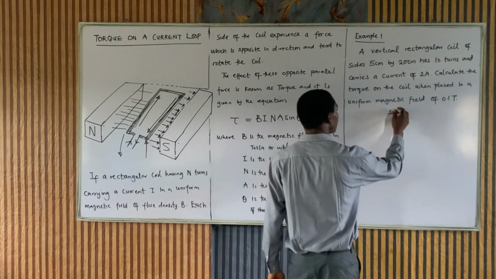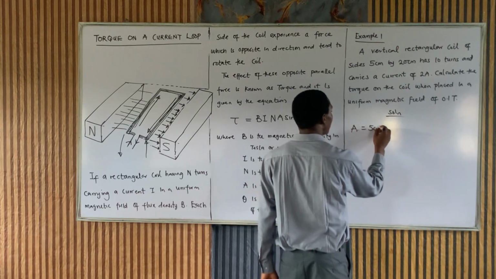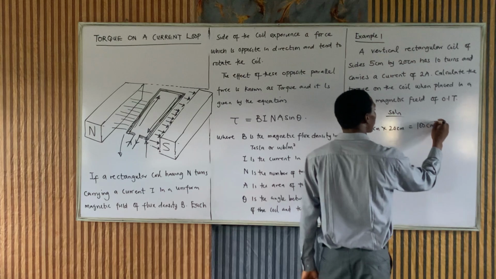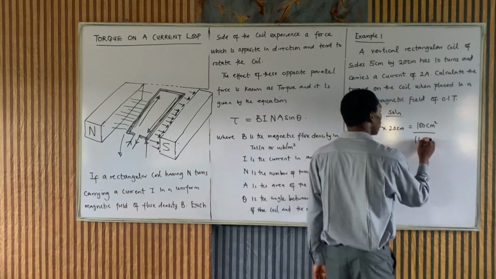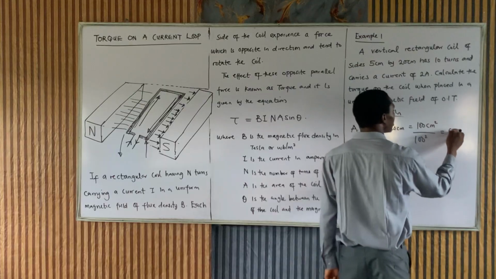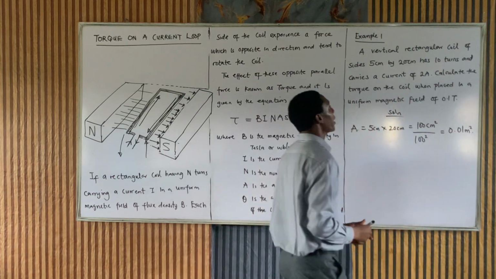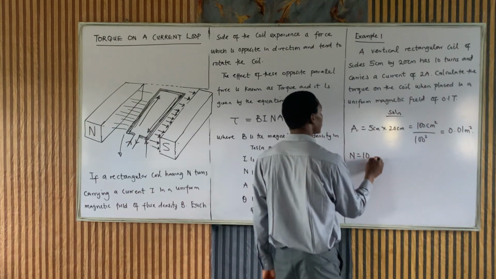So solution. The area will be 5 cm times 20 cm. And that will be 100 cm squared. But we need to convert this to meter squared. So divided by 100 squared. And this will be 0.01 meter squared. Okay? It has 10 turns. So number of turns is 10.